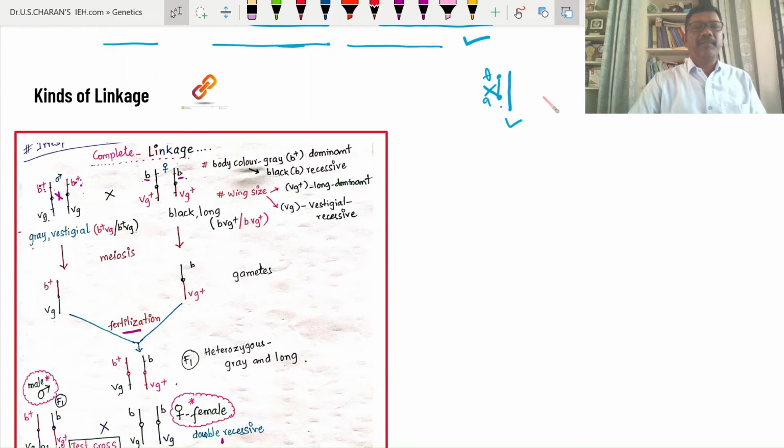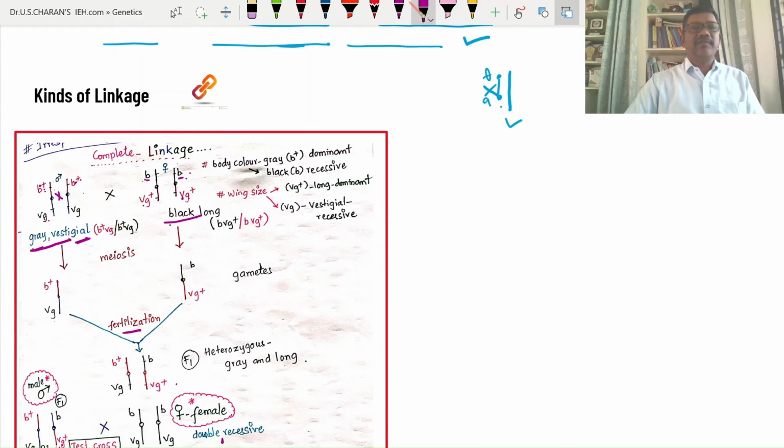One pair of alleles are dominant and another pair of alleles are recessive on this parental chromosome also. This is B plus, which determines grey body color, and VG means vestigial. This is a recessive character. Grey is the dominant character and vestigial is the recessive character, vestigial wing shape. So on these chromosomes in the parent, b indicates black body color, that is a recessive character, and VG plus is the dominant character which determines long wings. So this is black long.